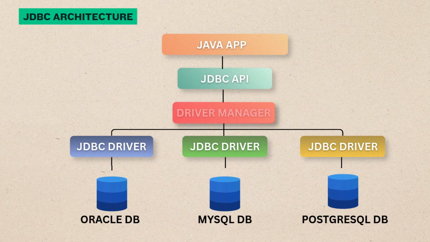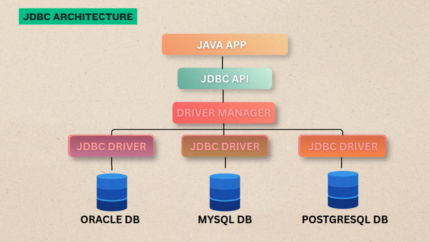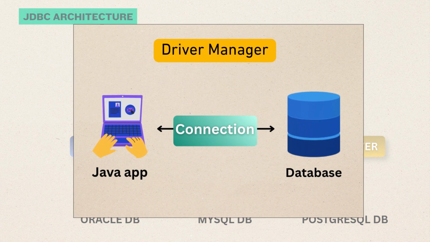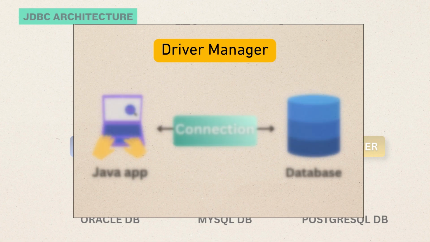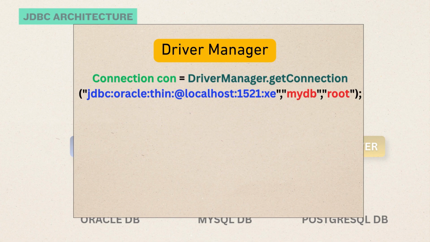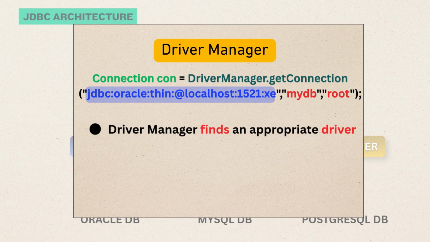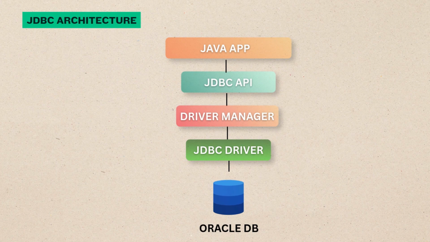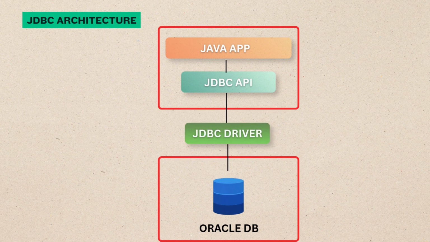The DriverManager is responsible for managing all the available JDBC drivers in the application. When a Java application wants to connect to a database, it requests a connection using the getConnection method of the DriverManager class. Then the DriverManager checks the JDBC URL, finds the appropriate driver such as Oracle, MySQL, or PostgreSQL based on the URL provided, and uses the driver to establish a database connection. After the connection is established, the DriverManager's role is mostly finished and the JDBC driver handles the communication between the Java application and the database.